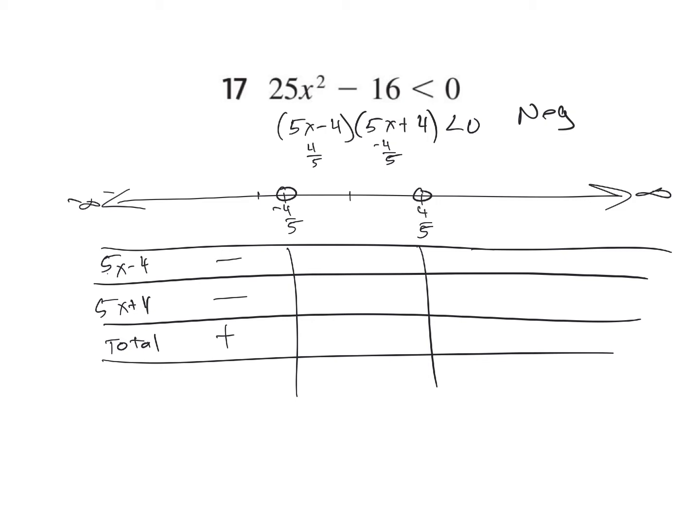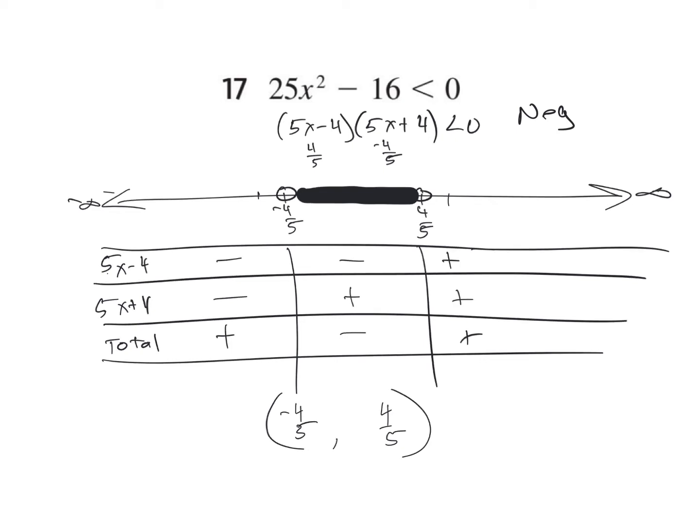How about 0? 5 times 0 is 0, minus 4 is negative. 5 times 0 is 0 plus 4, positive. Multiplied together, give us negative. That's what we're looking for. So from negative 4/5 to 4/5, not including either one, that needs to be shaded. All right, check positive 1. 5 times 1 is 5, minus 4 is positive. 5 times 1 is 5, plus 4 is positive. All right, so that should be our answer.